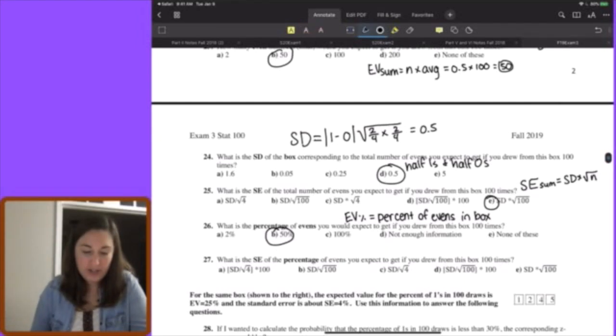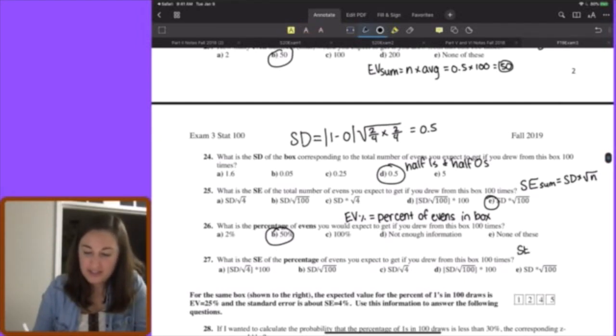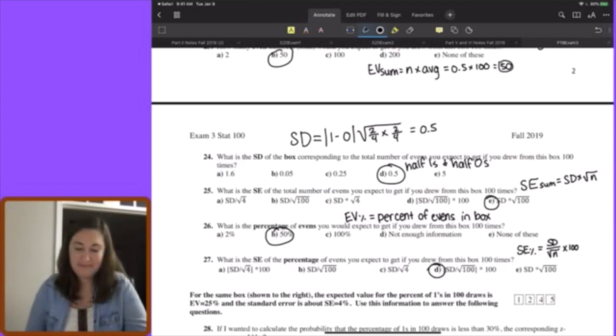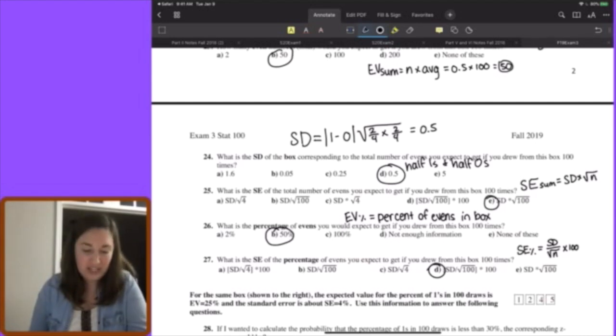And then for standard error for the percent, do you know this formula? SD over root n times 100. So n is 100, so this should be D. I guess here we were trying to make it so that if you got the SD wrong, you wouldn't get these other ones wrong too. Cool. Done with that.